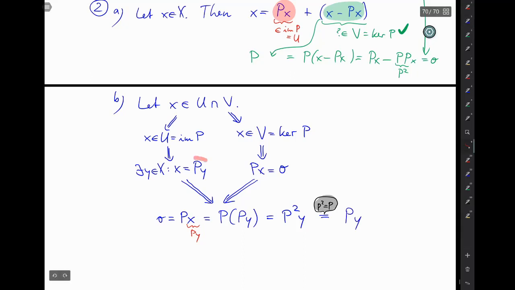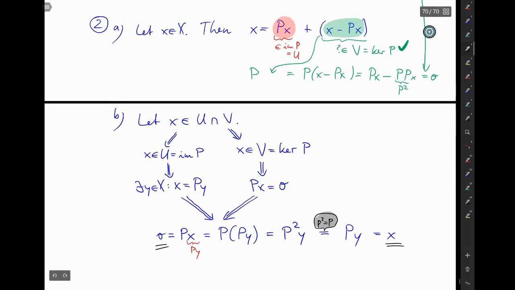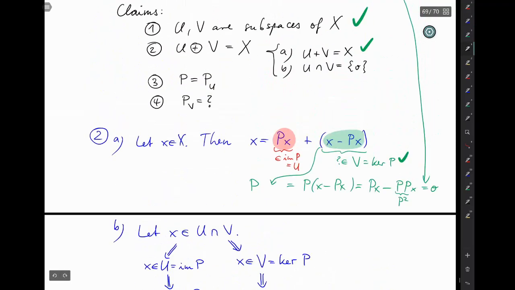Well, but then remember that P applied to y is just x. And now look what you've done. X equals 0. So if x is in both U and V at the same time, then it must be the 0 vector. Tick.